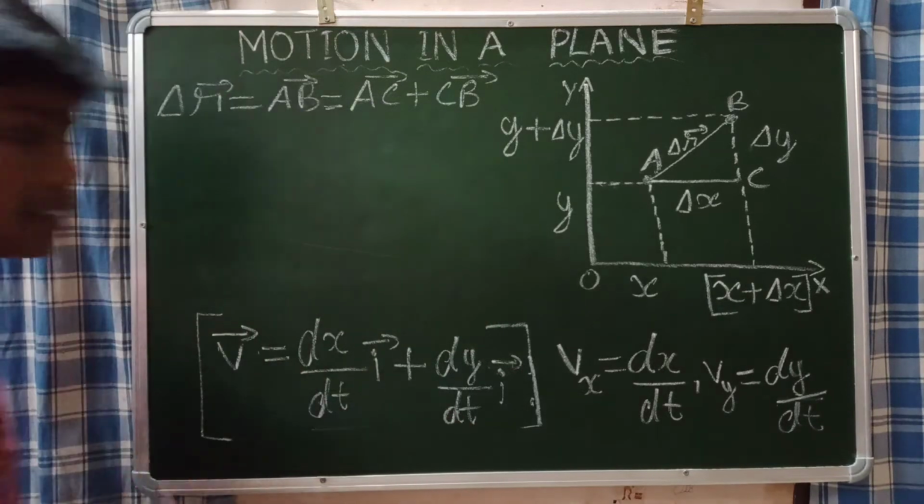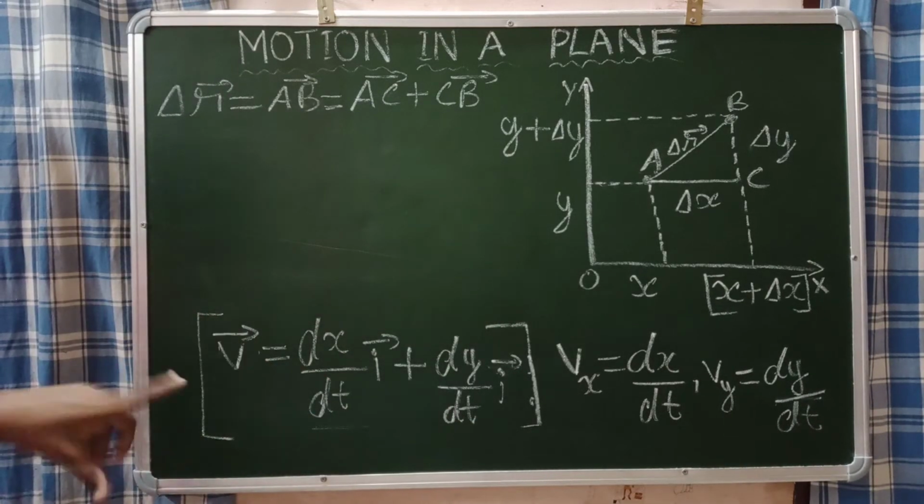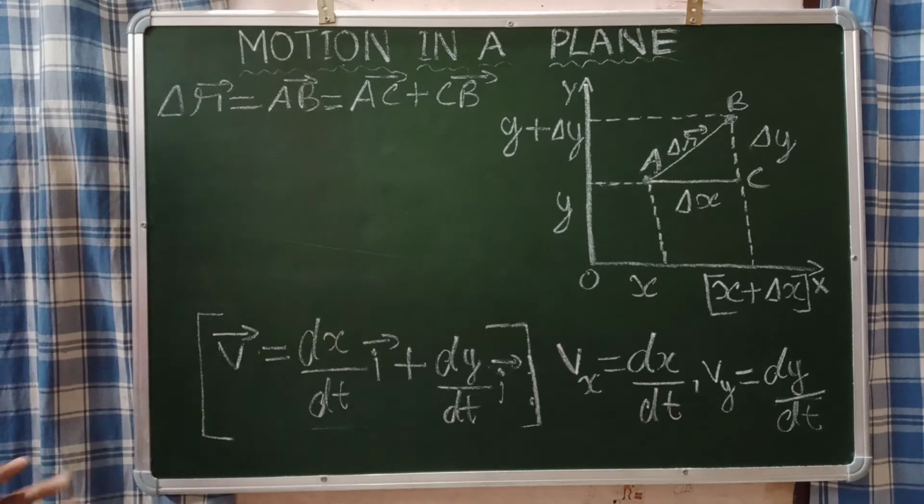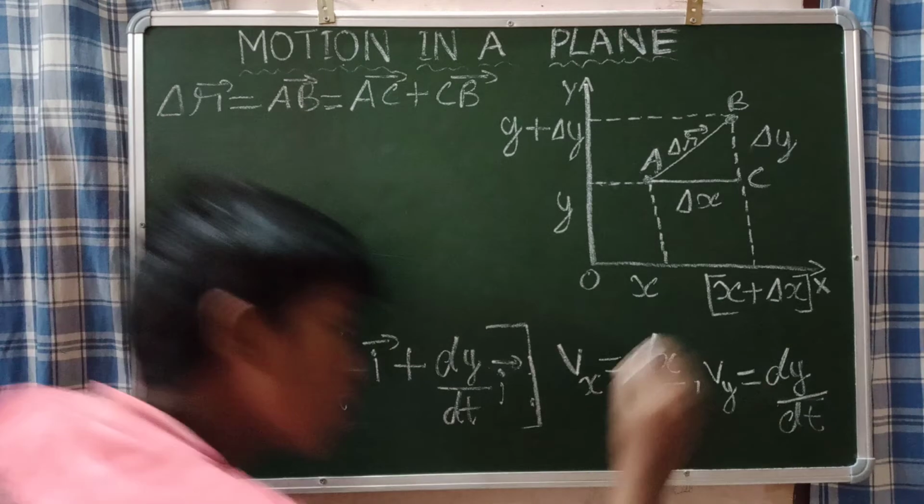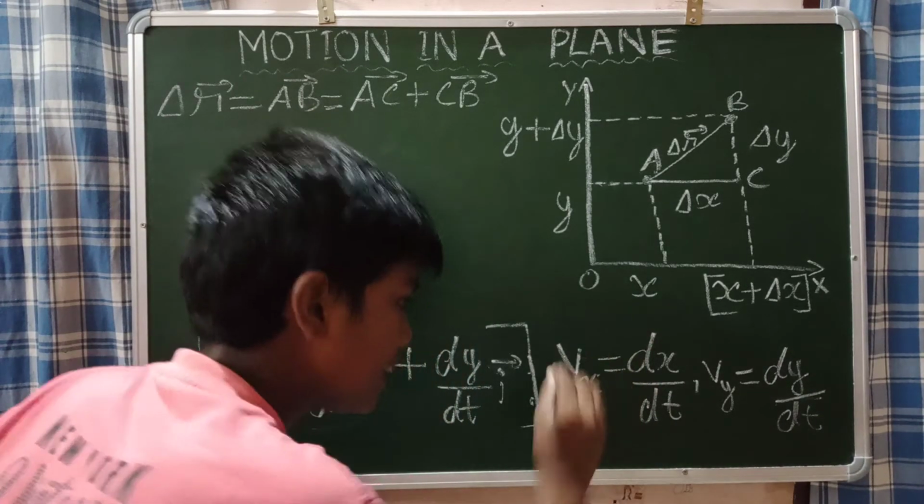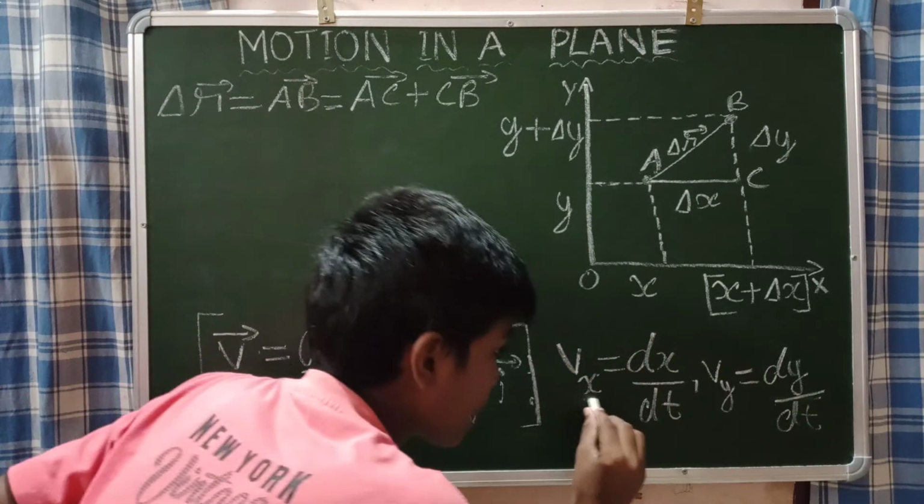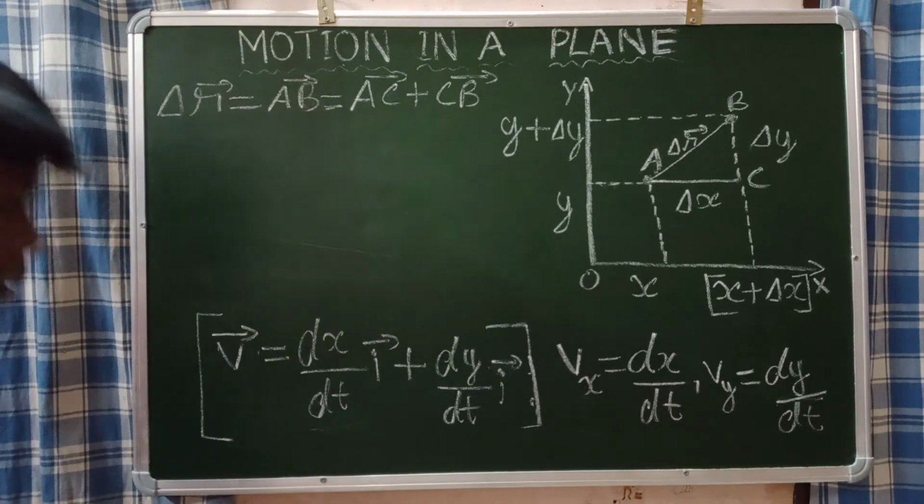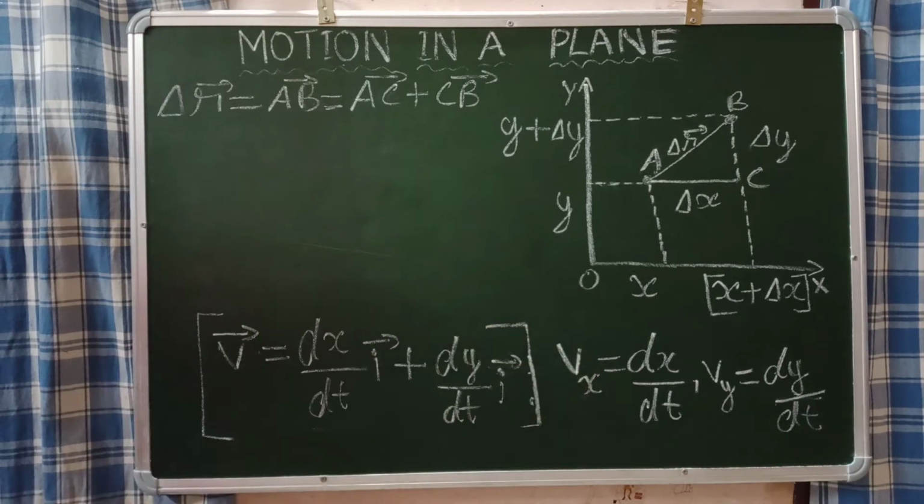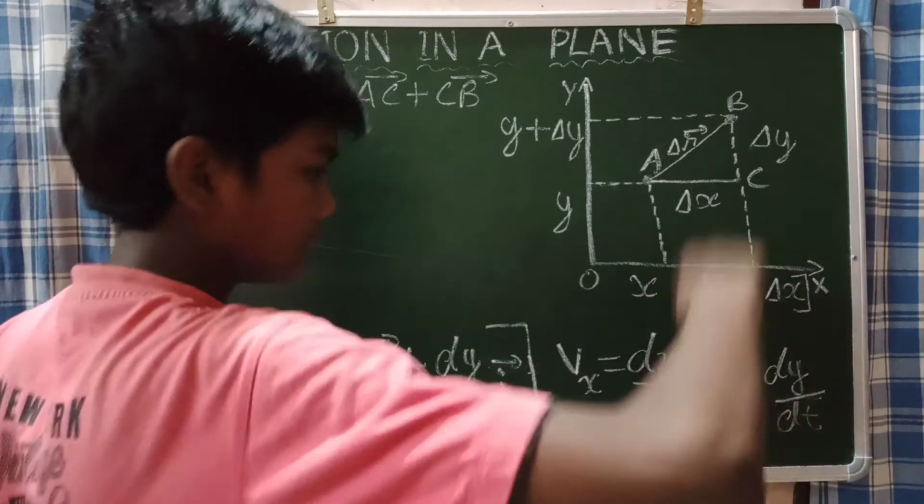This point I forgot to tell, so I am telling it now. This v vector is equal to dx by dt i unit vector plus dy by dt j unit vector. Here dx by dt gives us the x component of velocity. I represent it as v, and at the lower end I write x. So the x component of velocity is equal to dx by dt, and the y component of velocity is equal to dy by dt.